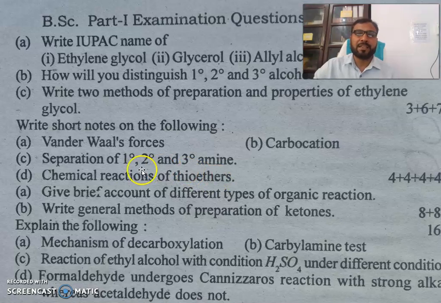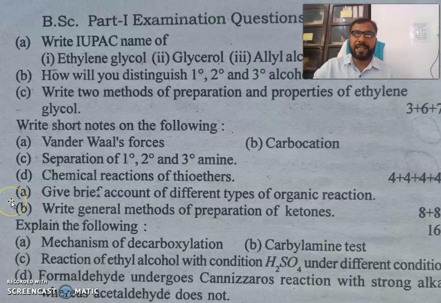not more than that. And separation of 1 degree, 2 degree, 3 degree amine: how you separate 1 degree, 2 degree amine through the chemical methods, you have to write here. It means you have to show some reagent is giving a reaction with 1 degree, some reaction occurs with 2 degree, not 3 degree. So how to separate on the basis of the reactions 1 degree, 2 degree and 3 degree amines. And this is very common. Van der Waals forces, you have to write short note on it, and carbocation, you know that.